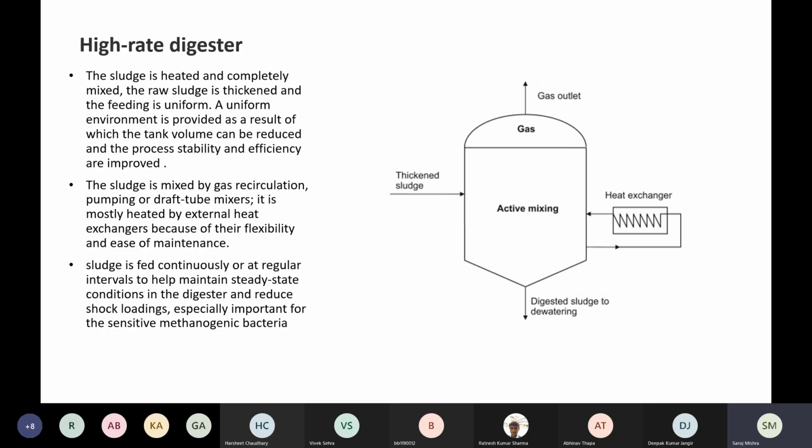So in the second one, which is called a high rate digester, the sludge is heated, completely mixed, the raw sludge is thickened, and the feeding is very uniform. A uniform environment is provided, as a result of which the tank volume is reduced, and the digester will go on. The sludge is taken forward, whatever is left behind, methane is collected, and the gas outlet appears somewhere here.